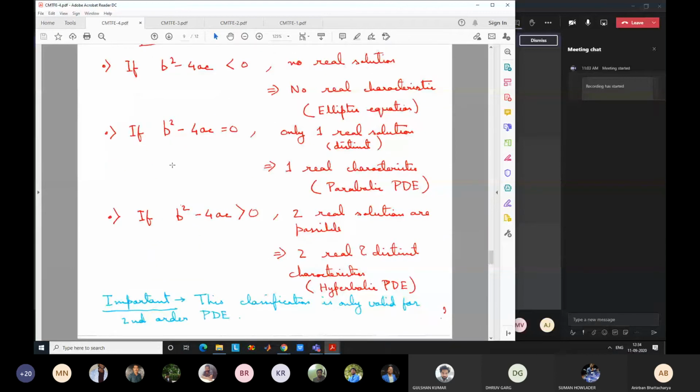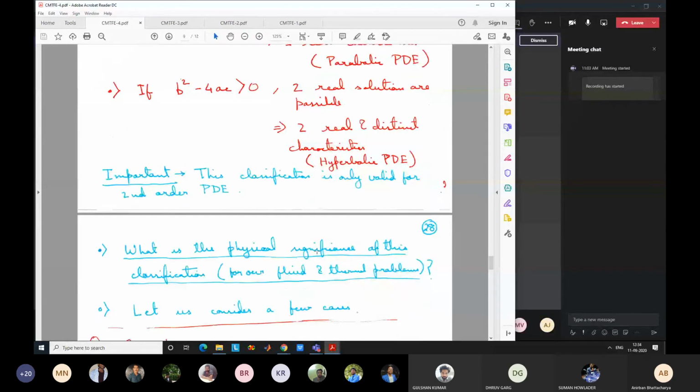Again, I will note that it is very important to remember that this classification is only valid for second order PDEs. Don't try to generalize it for other cases. Actually, more generalized forms are there in mathematics. You can study them by finding the eigenvalues. It can be obtained, but for our case let us just focus on the second order PDE because that is important for us.